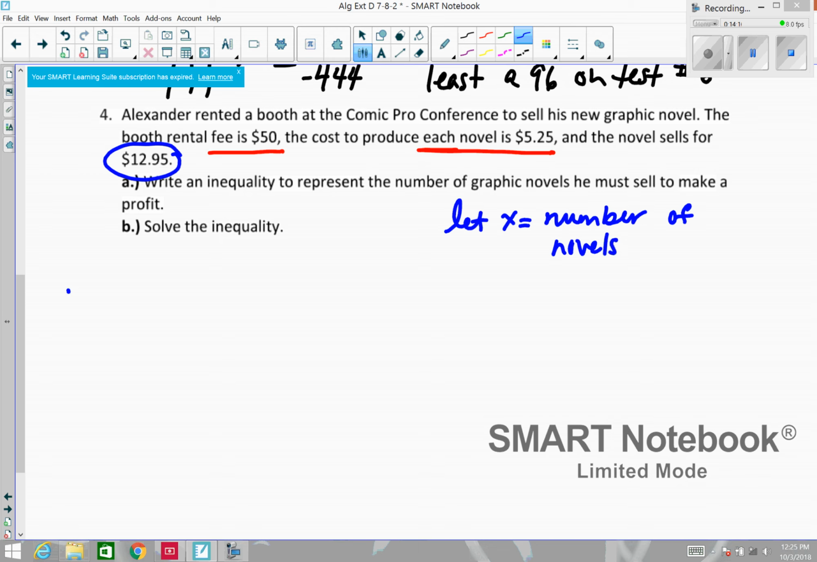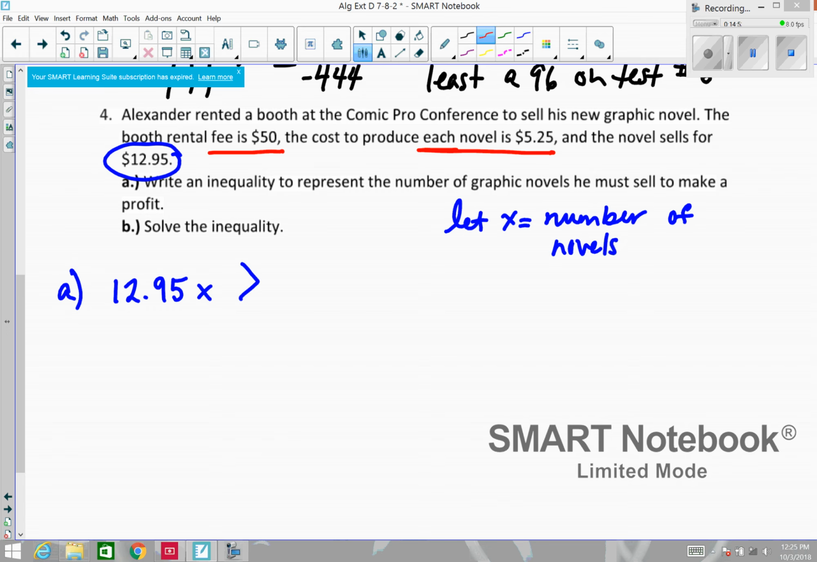So let's look first at part A, writing our inequality to represent the number he must sell to make a profit. Alright, so the money that he gets in is going to be $12.95 times the number of novels he sells, because each novel brings in $12.95. We want that to be more than what he spends or what his expenses are. So in order to make a profit, what he takes in must be greater than what his fees are.